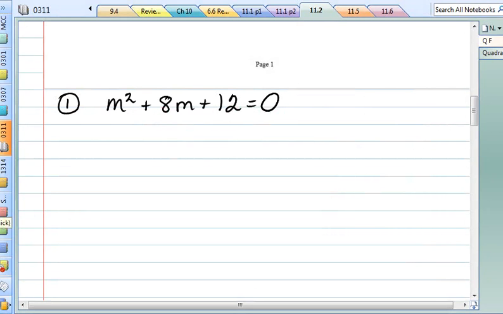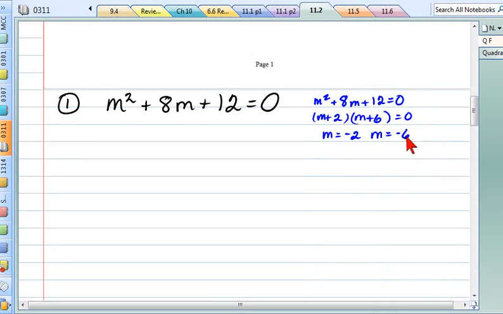As a matter of fact, if I write it real tiny over here, m squared plus 8m plus 12 equals 0. Now I'm going to cheat a little bit. I'm going to do this by factoring. Does everybody agree that it's m plus 2 times m plus 6, which means m is negative 2 and m is negative 6. Now that's not what these instructions told me to do. They told me to use a formula. All right, so there's the answer by factoring.